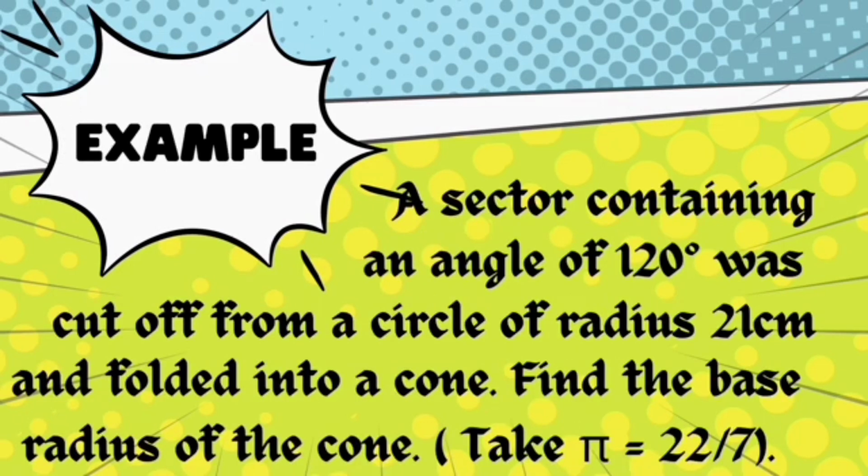In our next example, a sector containing an angle of 120 degrees was cut off from a circle of radius 21 centimeters and folded into a cone. Find the base radius of the cone. Take pi is equal to 22/7.